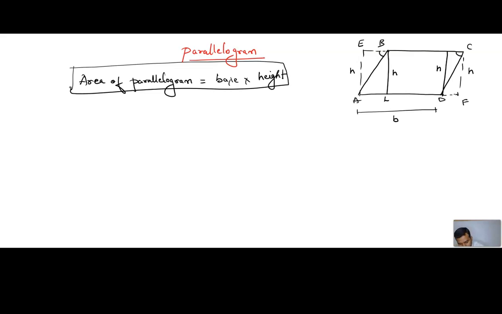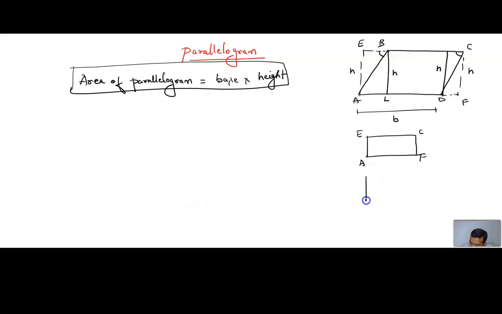Why? I'll tell you the reason. Children, one thing you can concentrate on. If you want to find the area of a parallelogram, we can see in the given figure how many figures are here. We can see one rectangle, correct? I'll just show you. We have one rectangle like this, that is E, C, F, A.